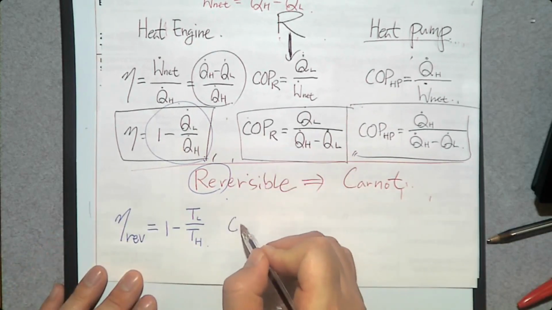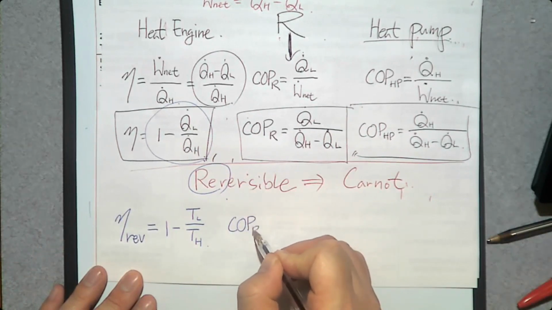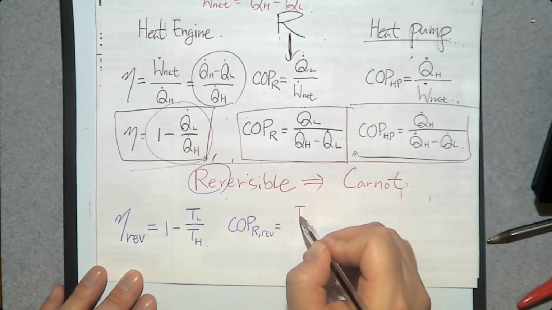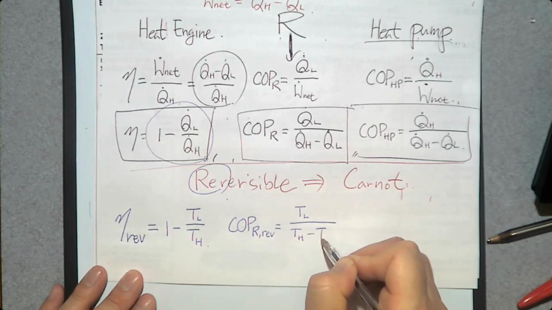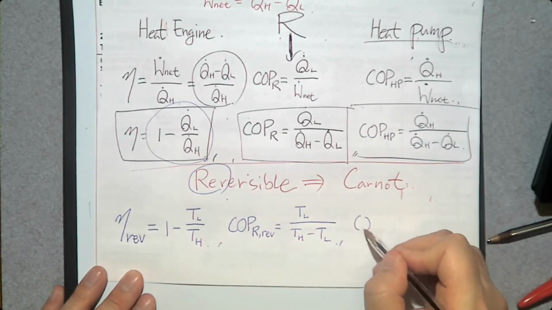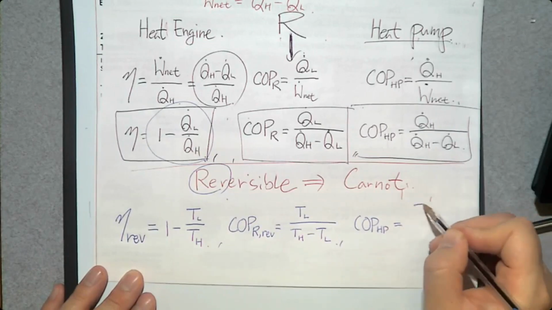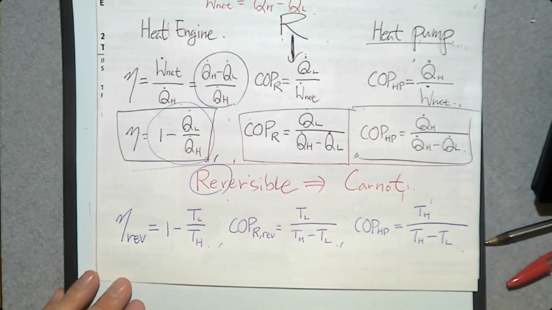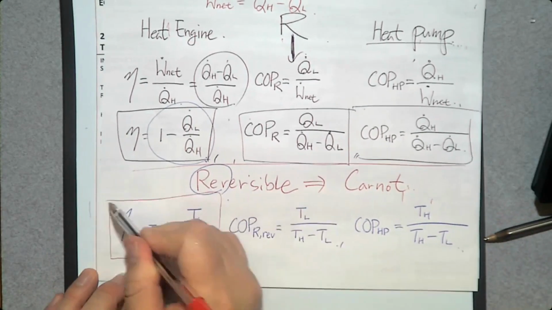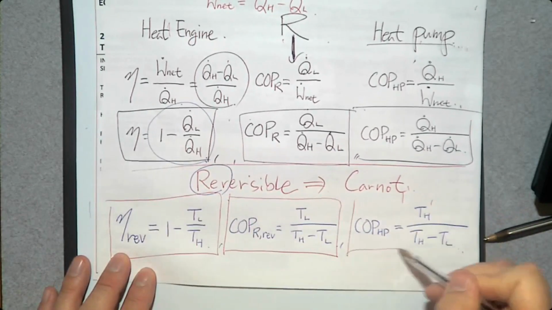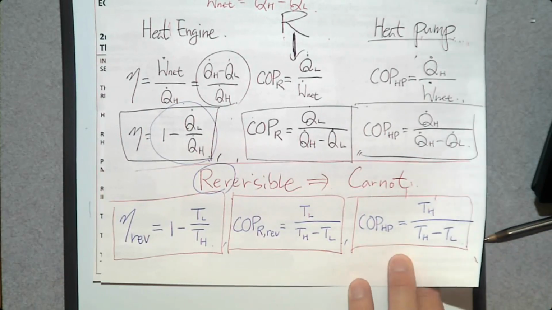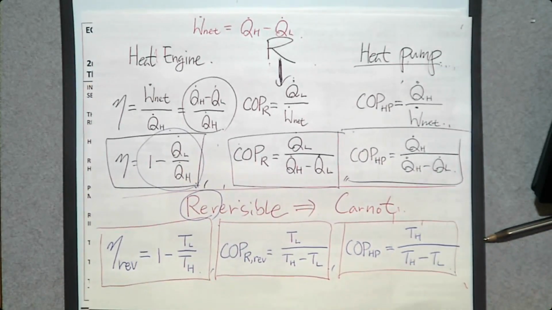What about COP? COP of refrigeration cycle, and this cycle is completely reversible. Then TL over TH minus TL. What about COP of heat pump? TH over TH minus TL. So this is how we determine the maximum efficiency, maximum COP. So this one slide has all the equations that you need in chapter 5.